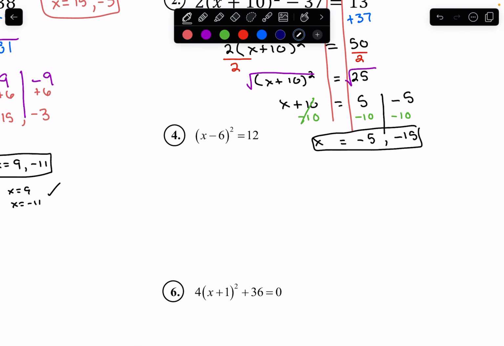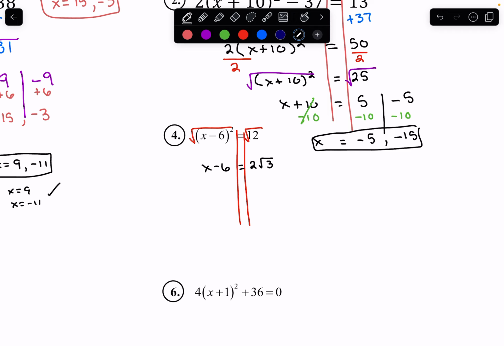This one's a little bit easier because there's nothing going on the outside. But I can't touch that minus 6 until I get rid of the square. So when I do my railroad tracks, the first thing I'm going to get rid of is that square. And I need to square root in order to do so. So square root of the left gets rid of the square. Square root on the right, the square root of 12 is not a nice number. If you type that in the calculator, you're going to get 2 square root 3 as an answer.